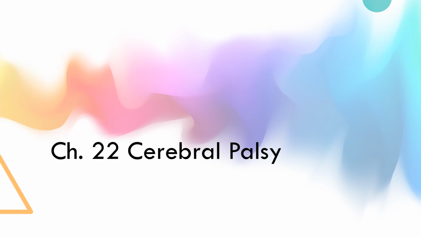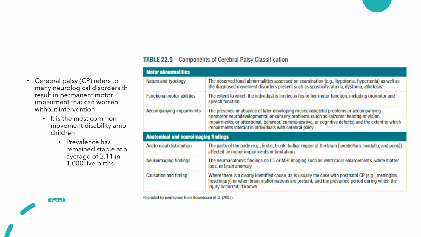Today we're continuing our conversation in chapter 22. This is over cerebral palsy. So here we go. Cerebral palsy is a group of neurological disorders that affect movement, posture, and muscle coordination. The classification of cerebral palsy is based on different factors, including the type of movement disorder, the parts of the body affected, and the severity of the condition.